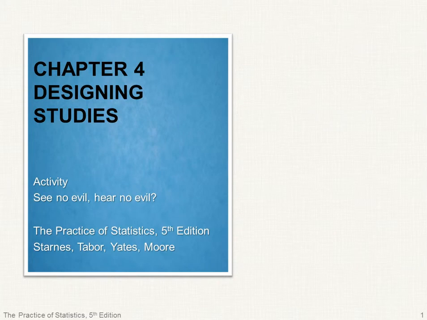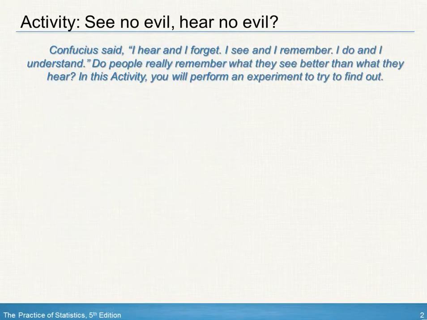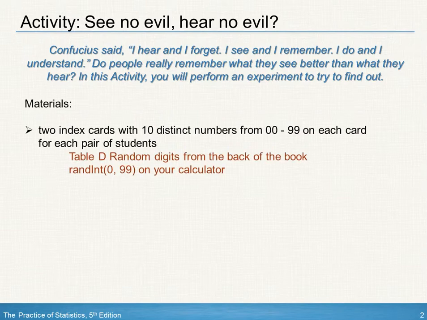Doing the activity See No Evil, Hear No Evil is a great way to kick off the chapter to get your students thinking and sharing ideas about experimental design. You will need 2 index cards for each pair of students with 10 distinct numbers from 00 to 99 on each card. You will need to prepare the index cards before class.